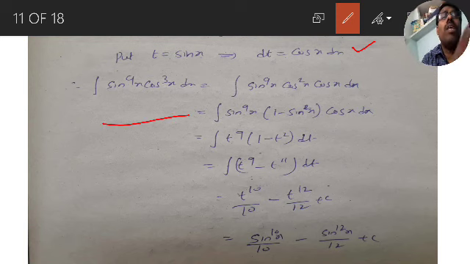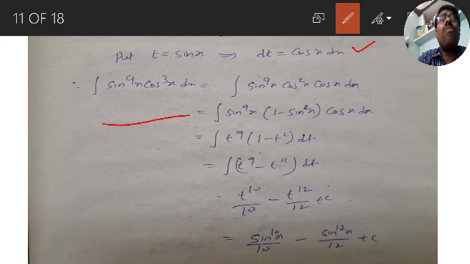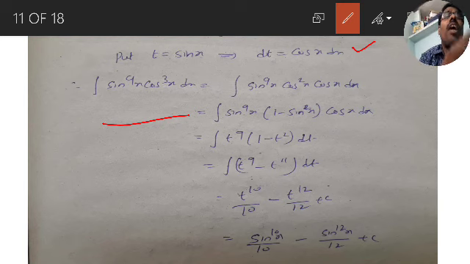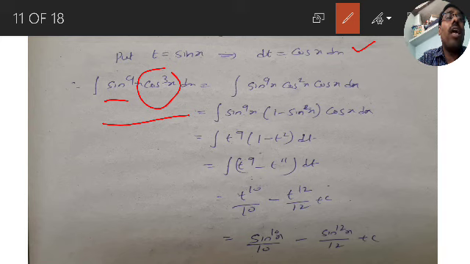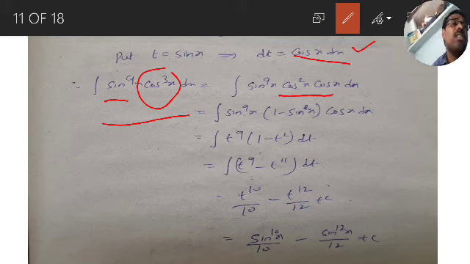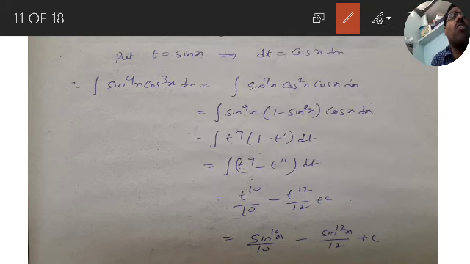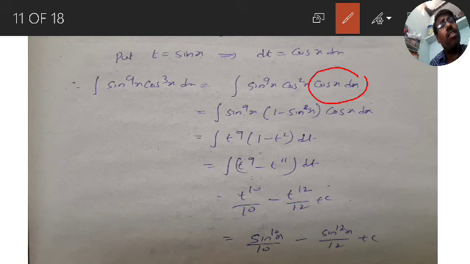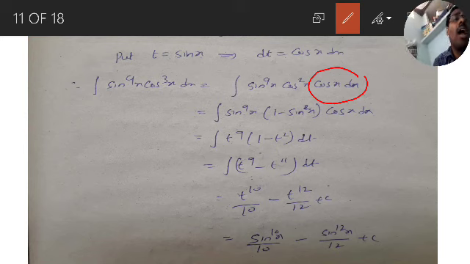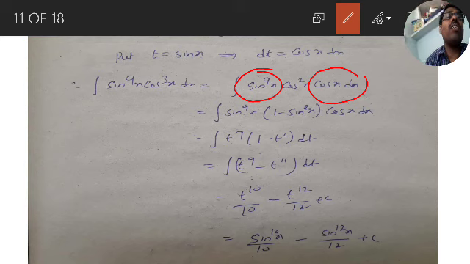What is the problem? Integration of sin power 9x into cos power 3x dx. In place of sin you can write t, so the problem is only with cos cube. Now, in order to get cos x dx, cos cube can be written as cos square into cos x. Yes, cos square into cos x you have written. Now cos x into dx is dt, and sin x is t, so sin power 9x is t power of 9.